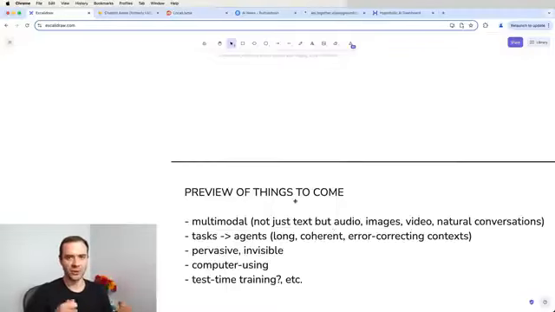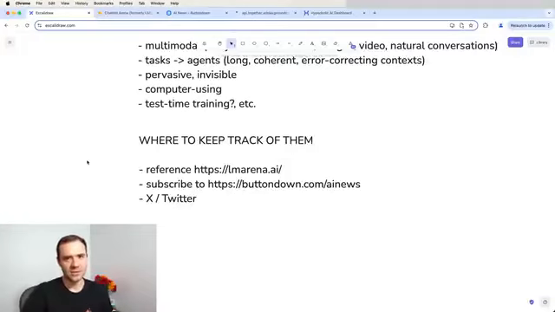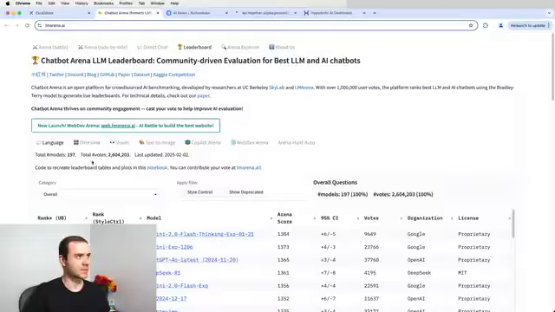Let's now turn to where you can actually keep track of this progress and be up to date with the latest and greatest of what's happening in the field. So I would say the three resources that I have consistently used to stay up to date are, number one, LM Arena. So let me show you LM Arena.